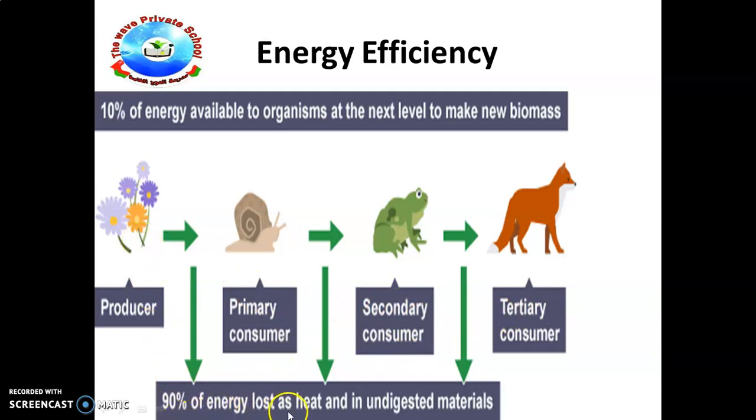Okay. So 90% of energy is lost as heat and in undigested materials. The food which we are taking, after digestion, will be absorbed by the body as energy. But most of the energy is lost as heat and also in the undigested materials. Only 10% of energy is available to the organisms at the next level to make new biomass.